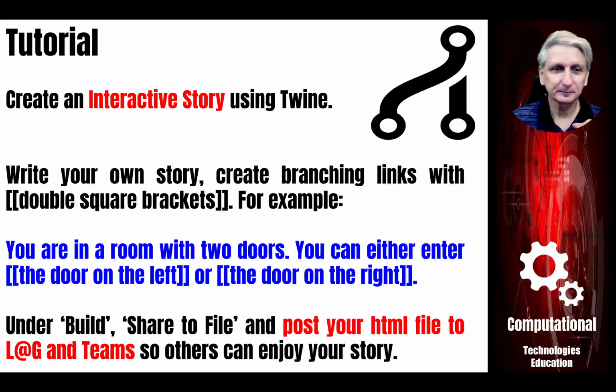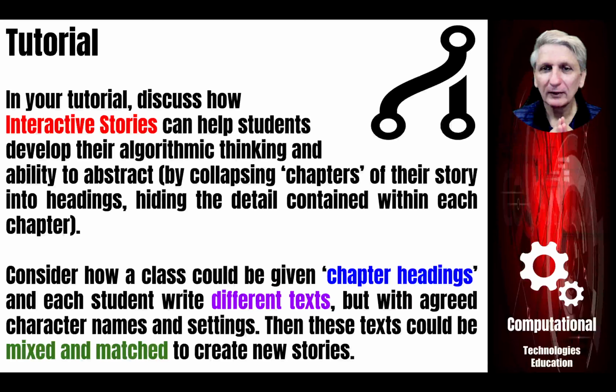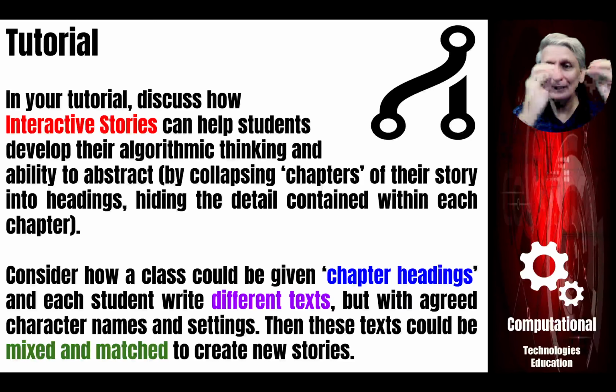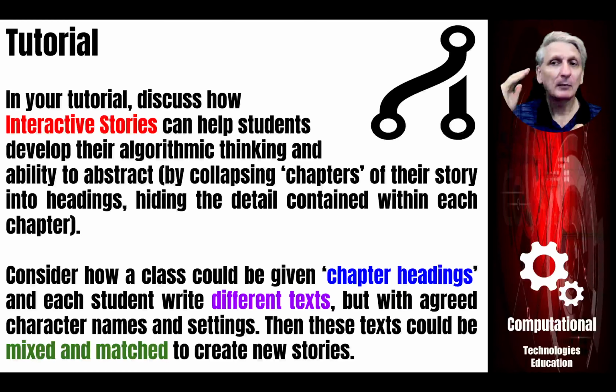Then in tutorial, you'll discuss with your tutor the idea of algorithmic thinking and how we can abstract various aspects of our story. So for example, making chapter headings is an abstraction. We've taken all the detail of the chapter, summarized it into a heading, and by just looking at the headings, we can get a reasonable idea of how the story unfolds. Or we could go into more concrete detail by expanding out those chapters and reading them in more detail.